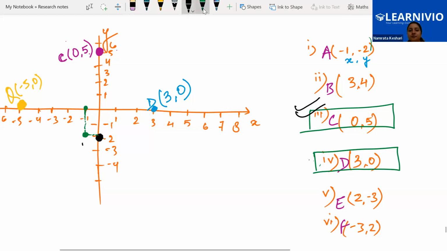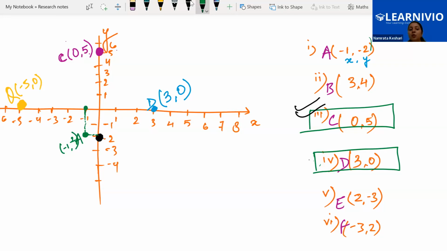Here we can see that we need to stop where y is -2. So we need to stop here. We have stopped here. This point is representing x -1 and y -2. Can you see it? This is the point which represents x -1 and y -2. This point is point A, where x is -1 and y is -2.